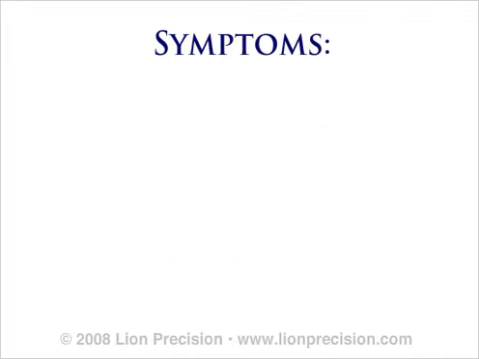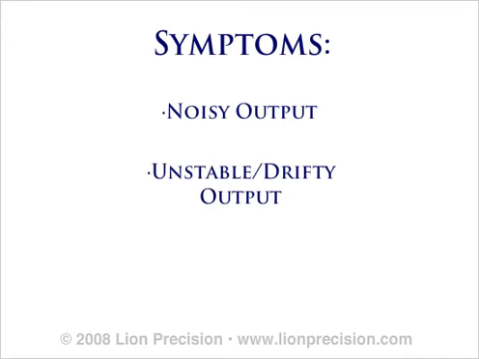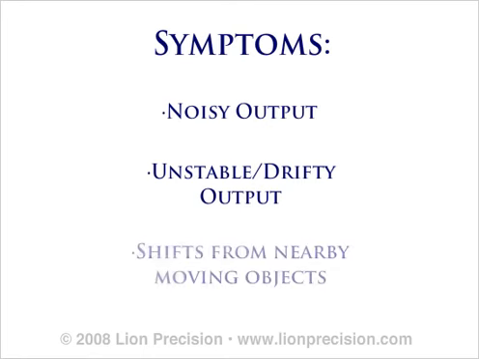The symptoms of an ungrounded target can include excessive electrical noise in the sensor output, unstable and drifty sensor output, or a sensor output that shifts when objects, such as hands, are brought near the target.